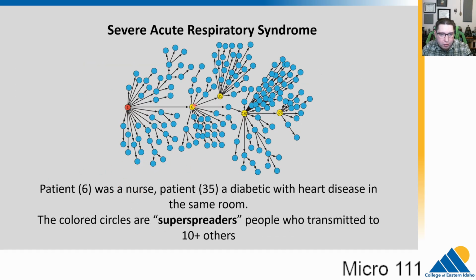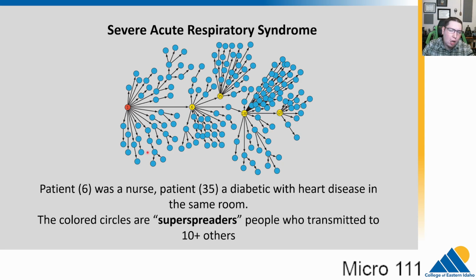Patient 6 in this case was a nurse who then went on to infect many more people, including patient 35, who was a diabetic with heart disease in the same room, who then went on to infect more people. Number 6 also infected this person, who then infected this person, who went on to affect a lot of people, and this person as well.